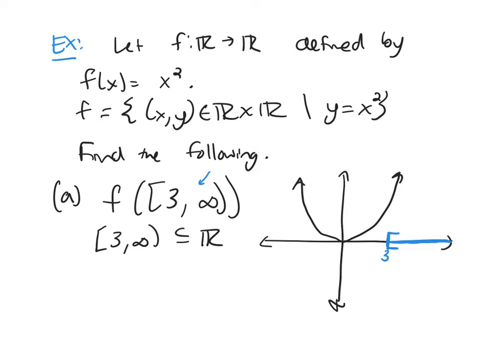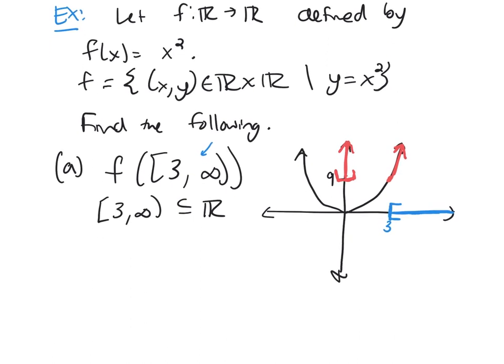And so for my function, this corresponds to this point right here where, because this is the x squared function, y is 9, and then my graph going up here. So what are the y values that I'm getting here? I'm getting 9, and then my graph is going to keep going up, so 9 and upwards, which means my y values, as an interval, would be from 9 to infinity. So here, f of 3 to infinity would be 9 to infinity.